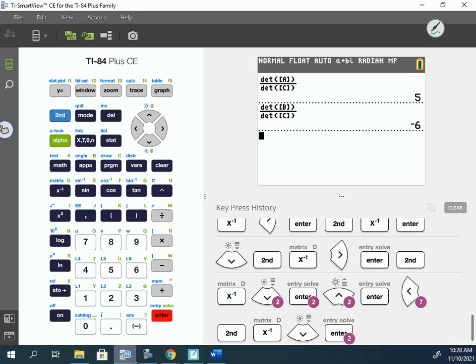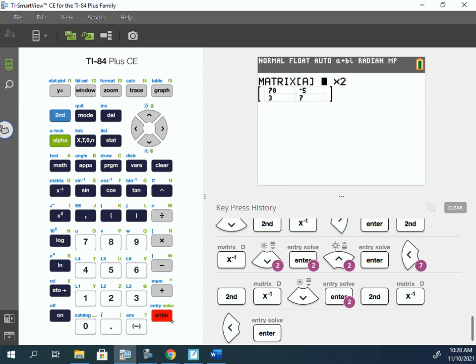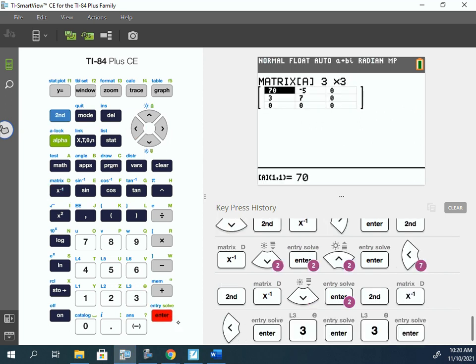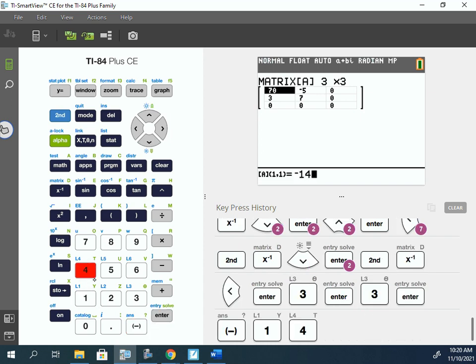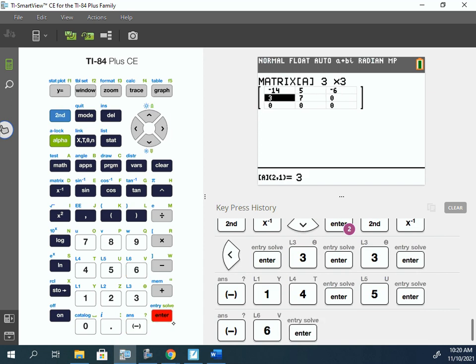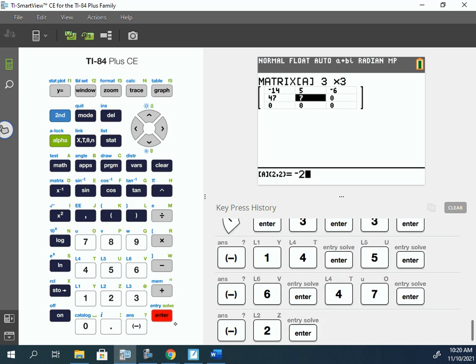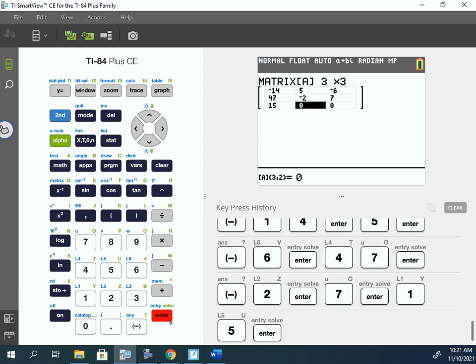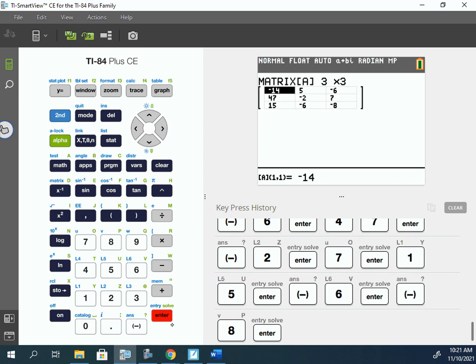So we can come back over here, and we go second matrix over to edit. We'll just edit matrix A, which would be a 3 by 3. Negative 14, 5, negative 6, 47, negative 2, 7, 15, negative 6, negative, and this would give us our first matrix, the value of the numerator of x.